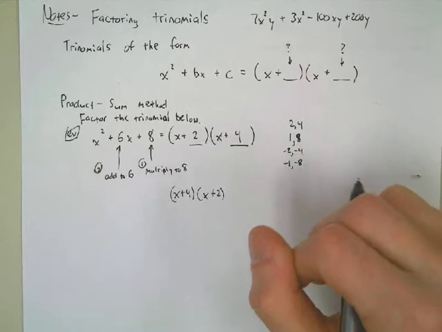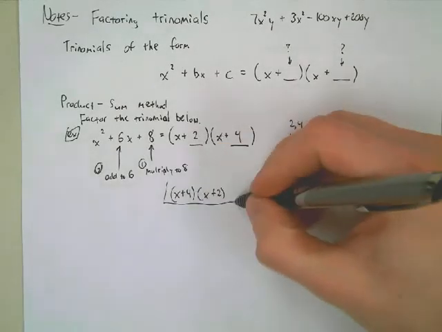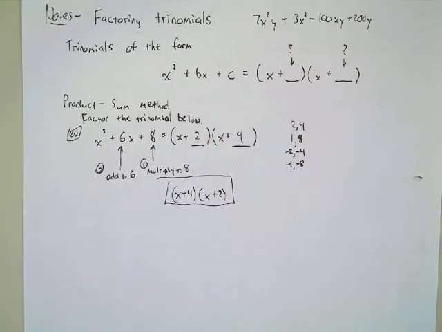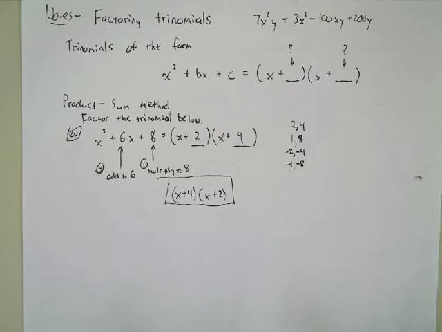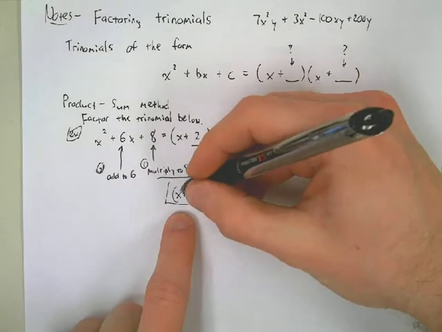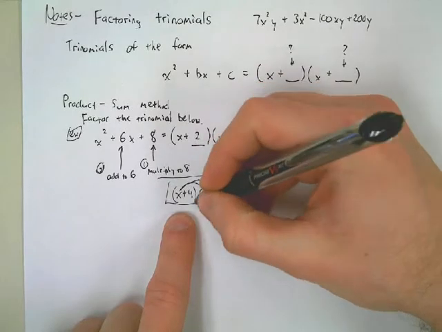And that's it. We factored it. That's the answer. Okay? That's factored. How can you check your work here to see that you got it right? We could multiply them. So I could actually do this distributive property here. So x times x, x times 2, 4 times x, 4 times 2.